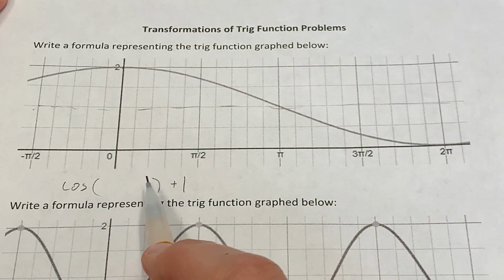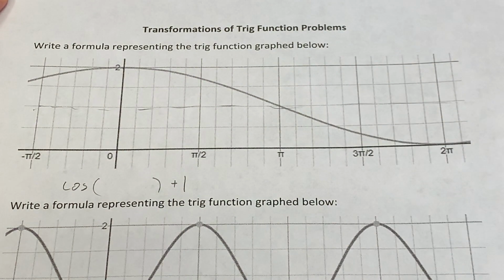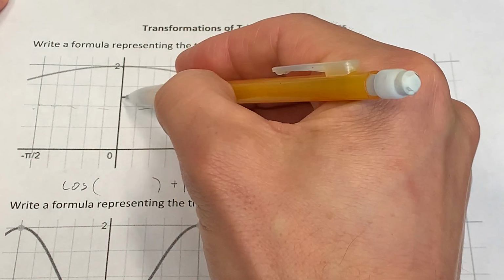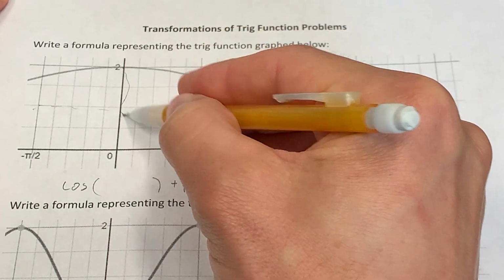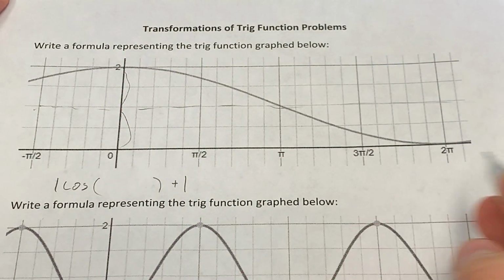Okay, notice it doesn't seem to have a horizontal shift, so you're not going to have a plus inside because the peak is right there. If you were using a sine, you would actually need a horizontal shift. Okay, so plus 1. Notice my amplitude, how far up and down I go from that midline, is 1. So those are fairly straightforward.